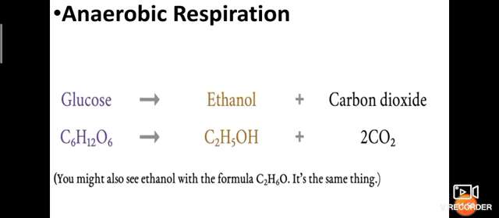Now I said sometimes humans also come under anaerobic respiration. How do we come under that? Listen. Anaerobic respiration takes place in the muscles. Human muscles also produce lactic acid along with energy. That is why we often feel cramps while we do heavy exercise.